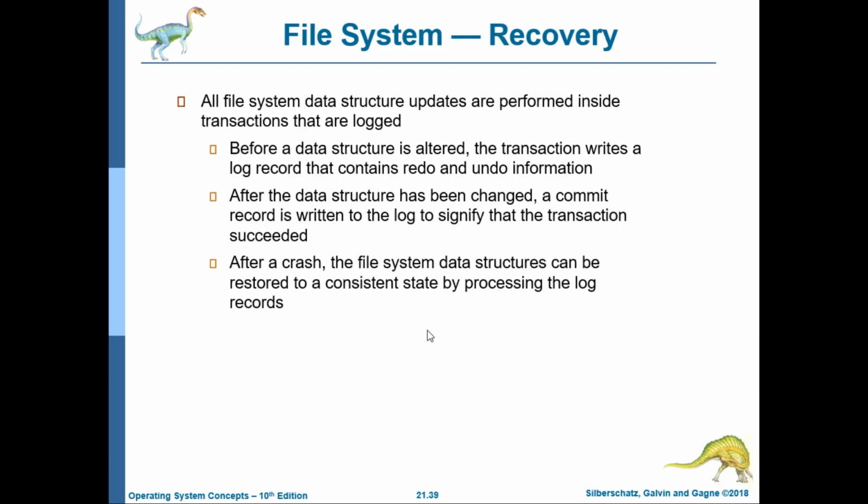So how about recovery in terms of the file system? All file system data structure updates are performed inside transactions that are logged. Before a data structure is altered, the transaction writes a log record that contains redo and undo information. After the data structure has been changed, a commit record is written to the log to signify that the transaction succeeded. What happens if there is a crash? After a crash, the file system data structures can be restored to a consistent state by processing the log records.